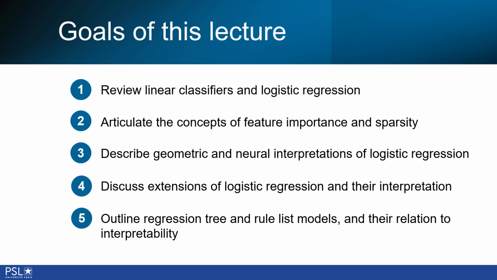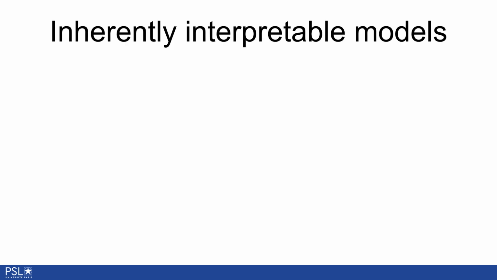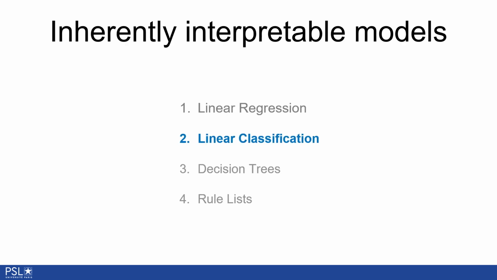Finally, we will briefly outline 2 other classes of models, regression trees and rule lists, and we will discuss their relation to interpretability. So let's get started with linear classification.